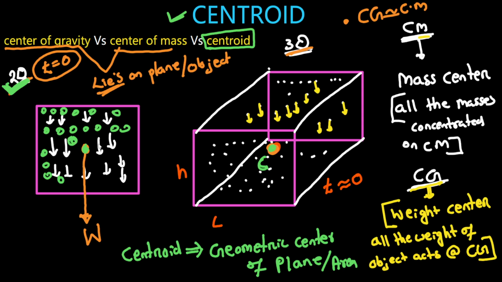So I'm saying this, all the area will be concentrated at a single point. This is an assumption or a hypothetical thing. So we are assuming that all the area in the object, if you divide the area into n number of parts, A1, A2, A3, whatever number of areas are there, they are concentrated at a single point. That's called centroid, okay. So this is the geometric center.